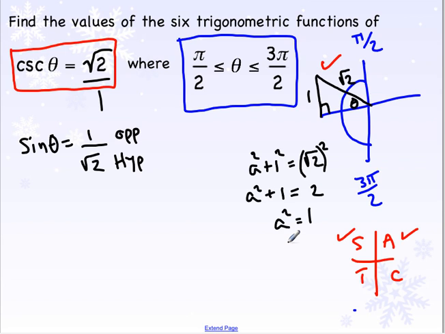Hang on a second. Did I make a mistake? I don't think so. Yeah, we're good. Okay, so then a equals the square root of 1, which is 1. All right. So, oh, wait a minute though. Be careful. I almost missed something. See if you can figure it out.